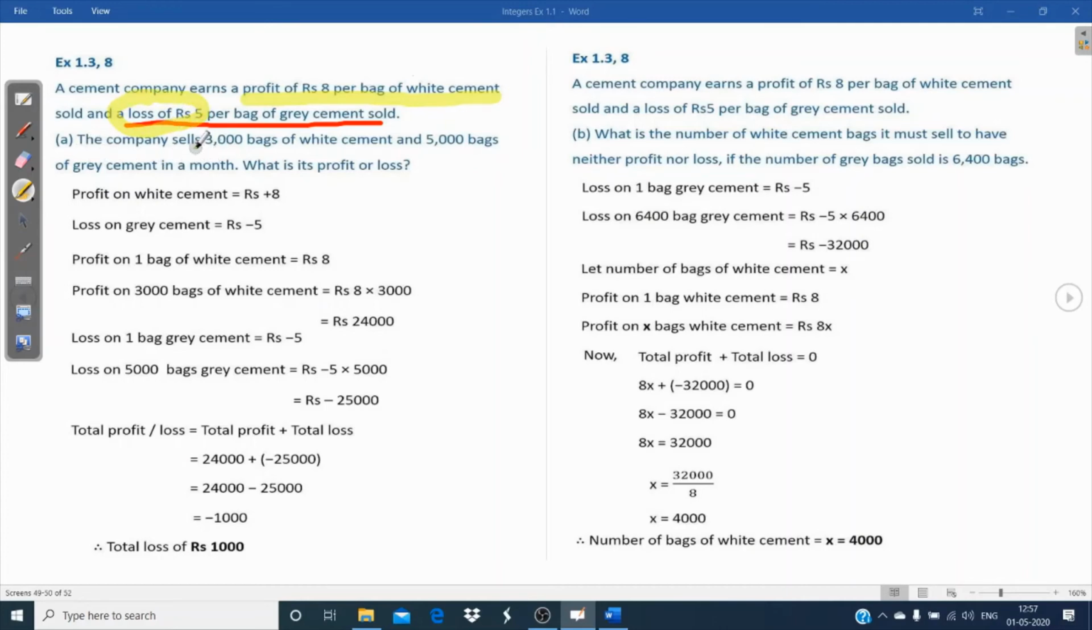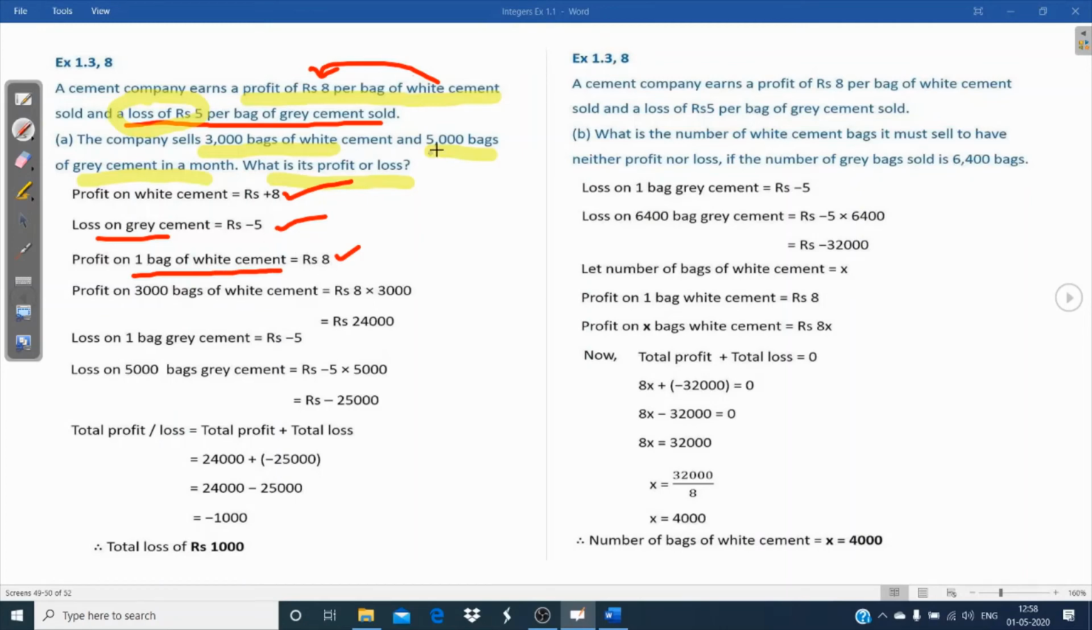The company sells 3000 bags of white cement and 5000 bags of grey cement in a month. So what is their profit or loss? So let's check, students. Profit on white cement: in white cement, what profit are they getting? Rupees 8. So this profit is indicated by plus 8 rupees. Now a loss of 5 rupees per bag on grey cement. So the loss on grey cement is minus 5, because it is a loss.